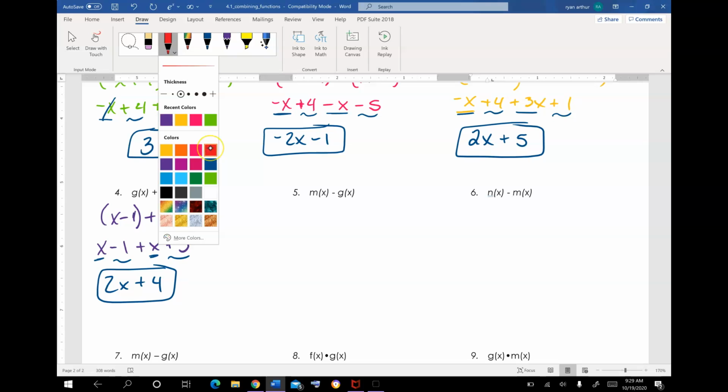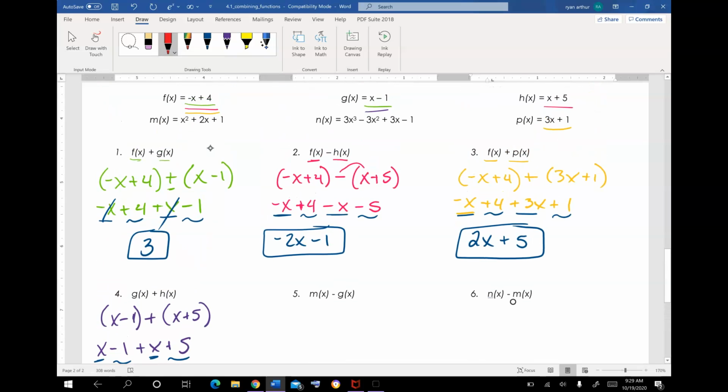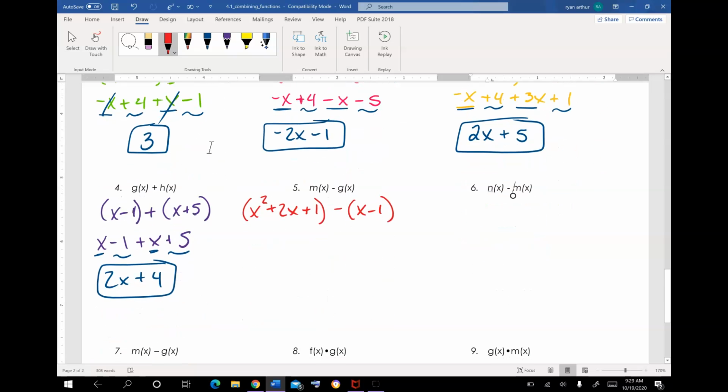Number 5. Number 5 is m of x minus g of x. So m of x is here. So it's going to be the x squared plus 2x plus 1 minus the g of x, which is x minus 1. Since this is subtraction, we're going to have to distribute this negative. The front parentheses stays the same, but the last parentheses changes signs with subtraction. So it'll be minus x and plus 1.